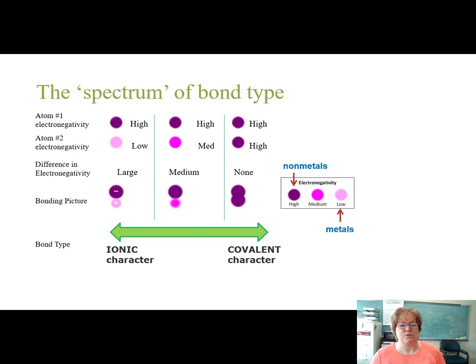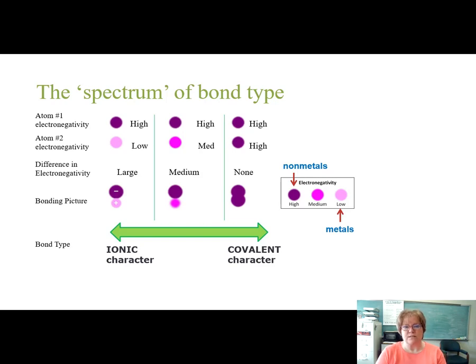On the other spectrum, if we have two nonmetals that both have strong pulls, they're pulling equally, and if they're pulling equally, that's really covalent. And then we have ones in the middle where we have a high electronegativity nonmetal and a medium electronegativity nonmetal, or hydrogen, and they can covalently bond.